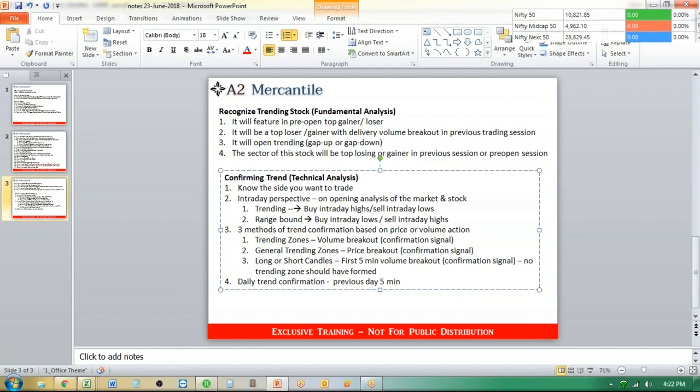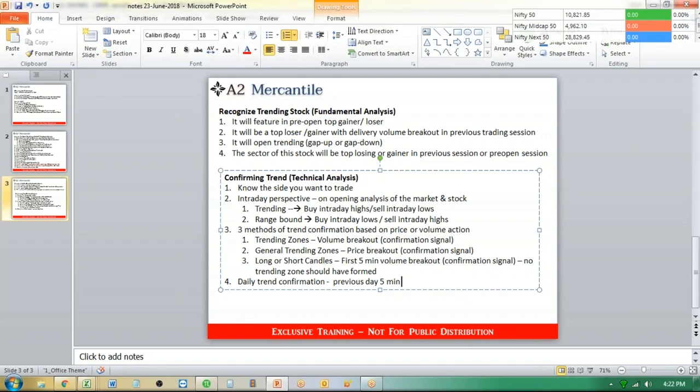Sir, when that volume breaks out, if we are long, should we place the buy above the candle, the volume breakout candle high? Is it like that, or? Okay, that is entry exit. We will talk about it. Okay.